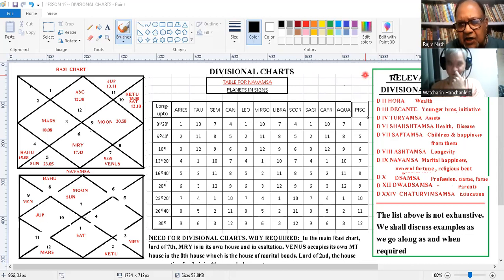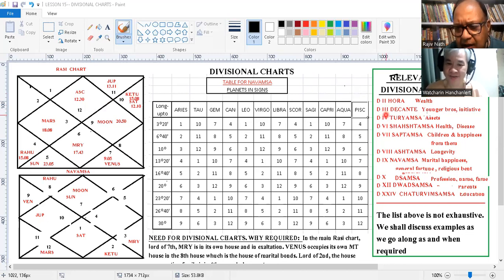The relevant divisional charts: like for wealth, how is your life going to be vis-a-vis the wealth part, how wealthy you are going to be. Besides the main Rashi chart, which is of primary importance, that is number one, if we want to see how wealthy you are going to be, then before making any final prediction we need to check out the D2. What D2 is, I'll explain. So D2 is for wealth.